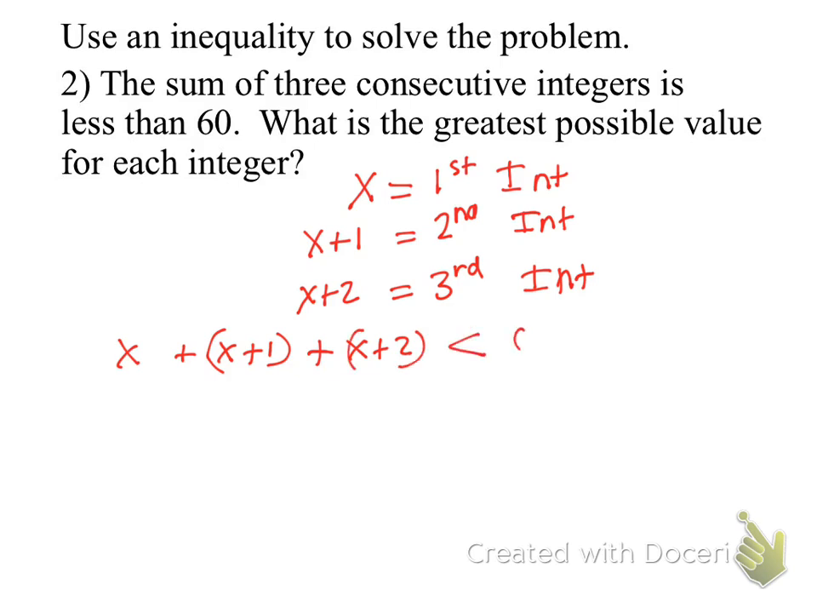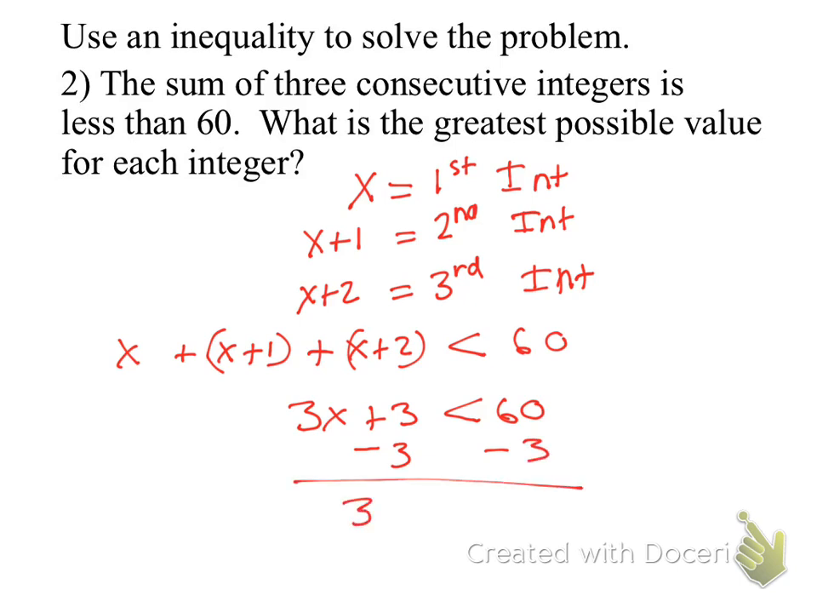Is less than 60. So I get 3x plus 3 is less than 60. You guys paying close attention? 3x is less than 57. Divide by 3, and x is less than 19. So what's my first integer?